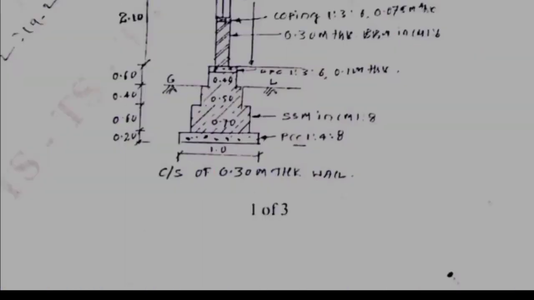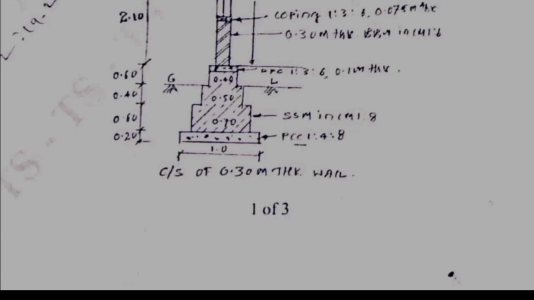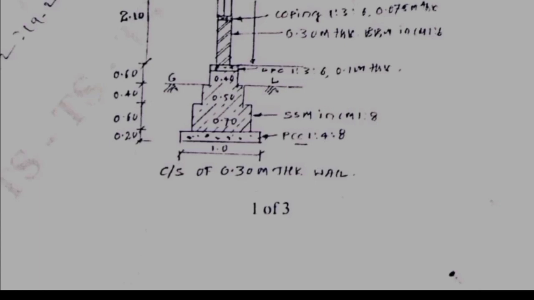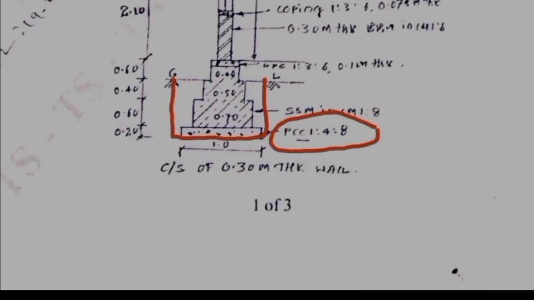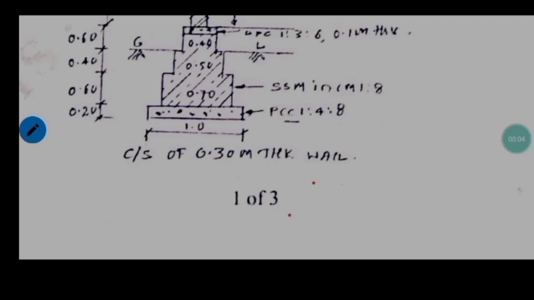Excavation is mainly done for placing the foundation below the ground level, and the main aim of the foundation is to support the superstructure. So this is the portion of the excavation. Here you keep in mind the width of PCC is equal to the width of excavation.